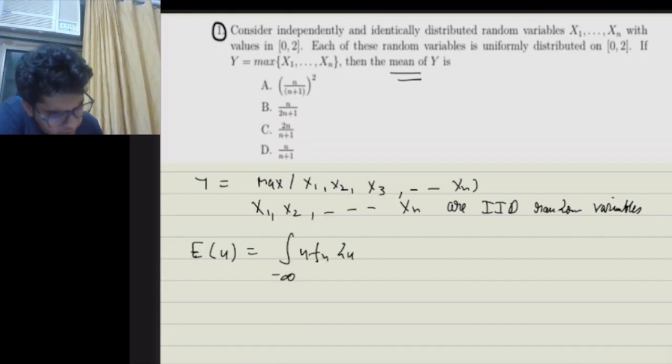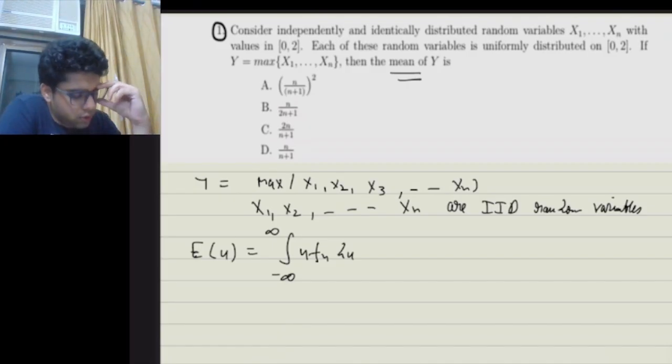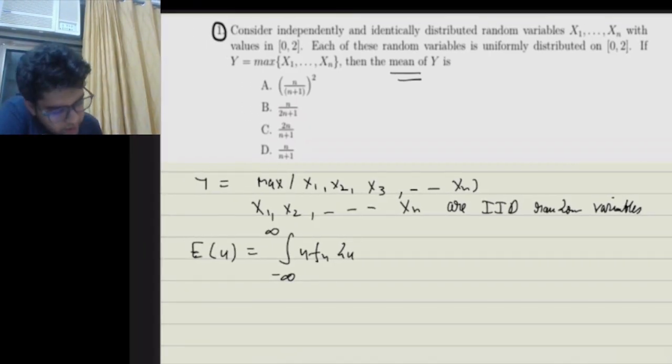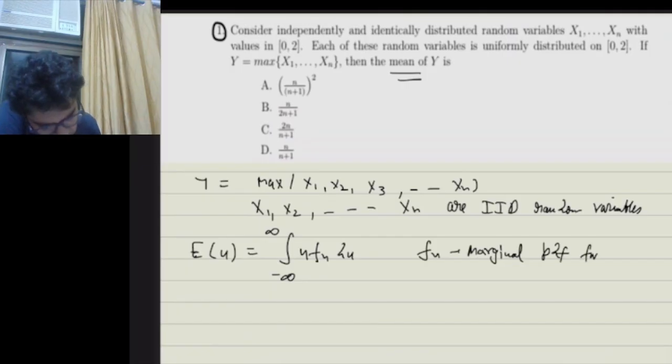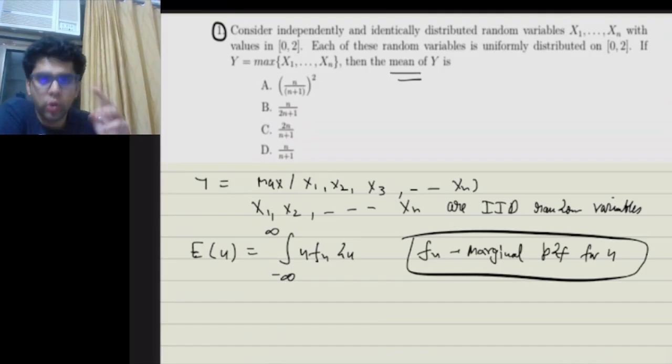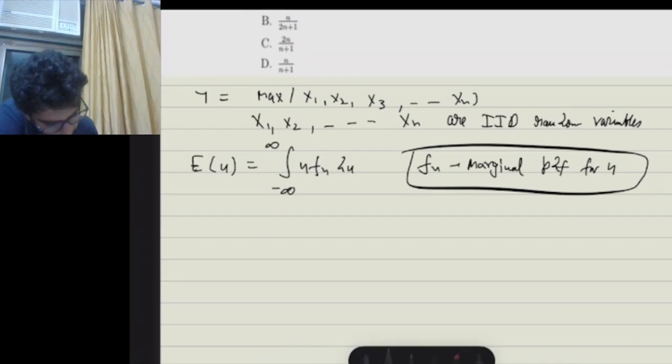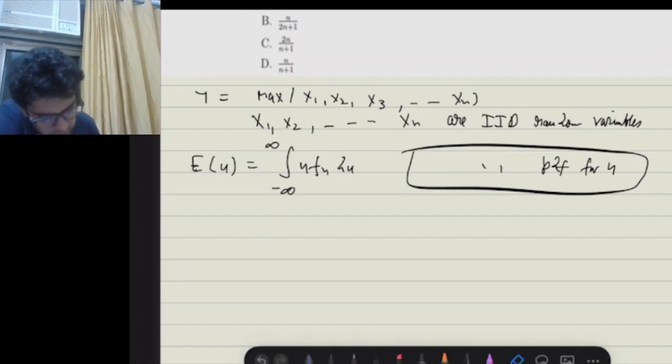from minus infinity to infinity, right? So let u be defined over minus infinity to infinity, and this would be the formula for expectations, where f of u is the marginal PDF for u, or just the PDF of u, right? I'm saying marginal when we are talking about joint. We say that this is the marginal PDF of u when we're talking about a single variable. But you can just say that this is the PDF for u, right? Let me just remove the word marginal here. So this is just the PDF for u.